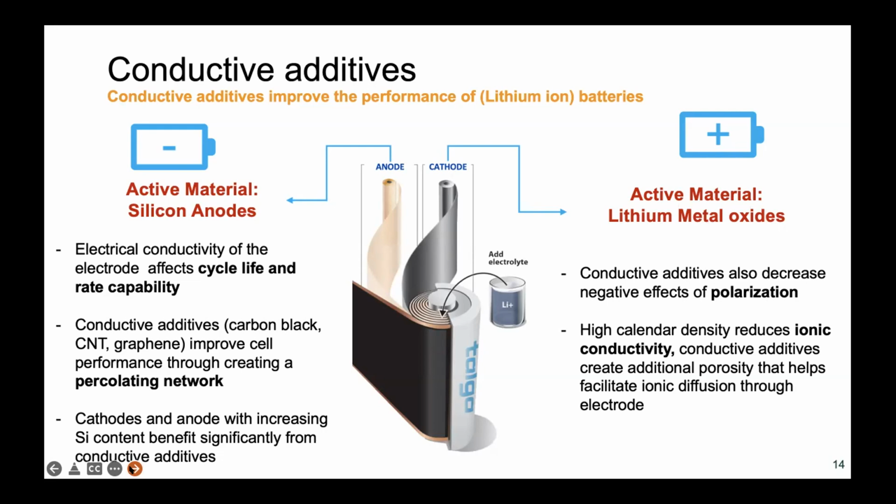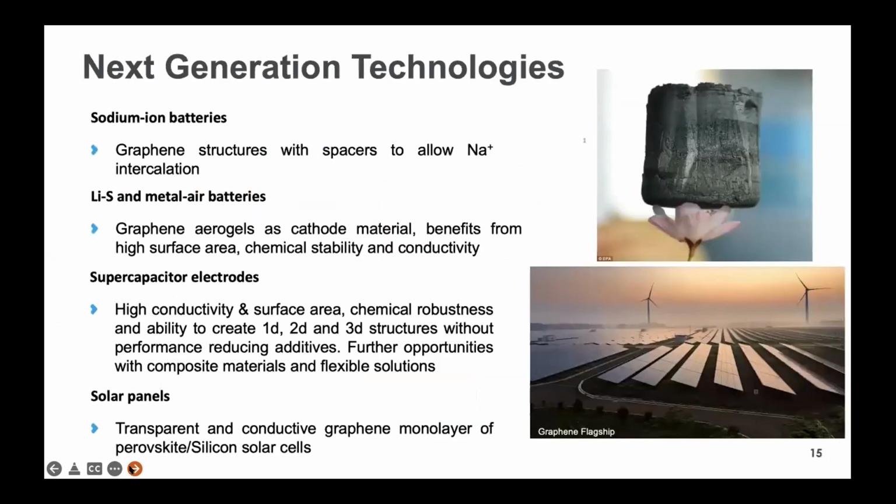So conductive additives are exactly what graphene is good for. There are many areas in energy storage where they can come into play. This is in the battery sector.